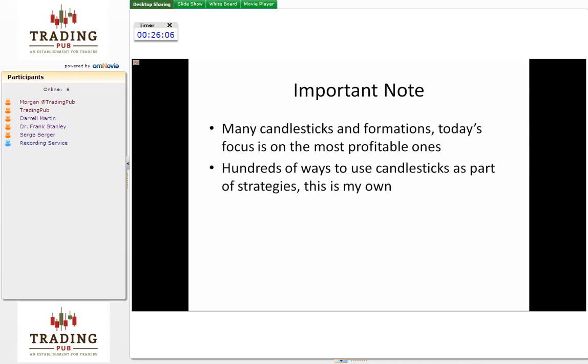And of course, last but not least, we'll look at how candlesticks really help me define stops and also targets. The other important note here is that candlesticks and formations are today's topic, but again, there are many ways of using these. This is just my own way of using them, so don't think this is the only way to use these.